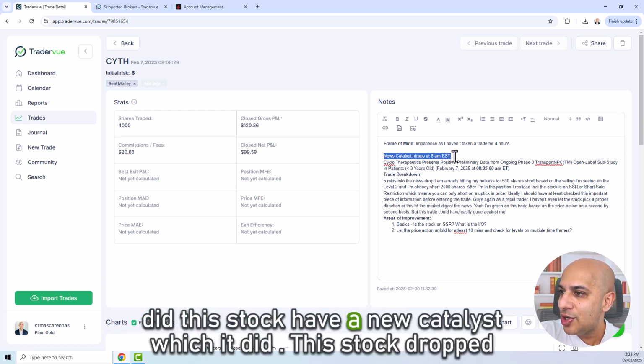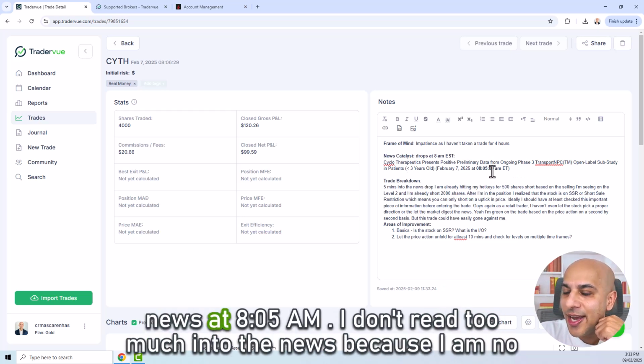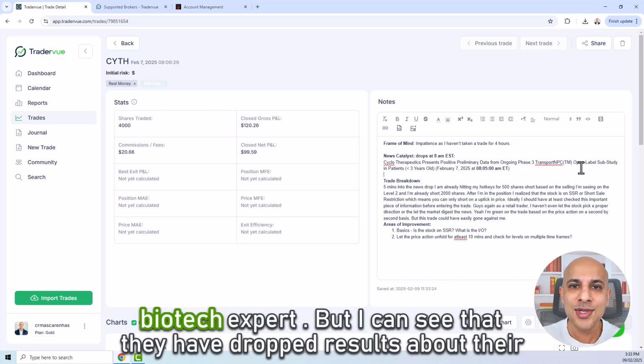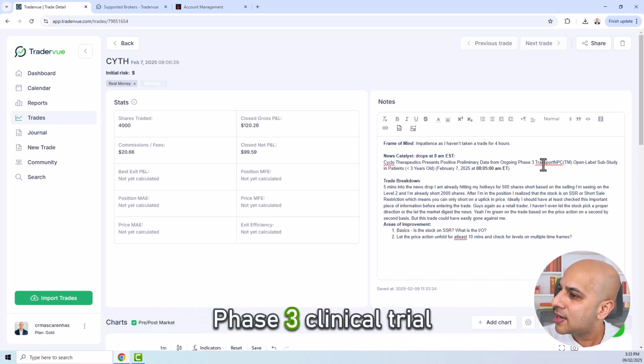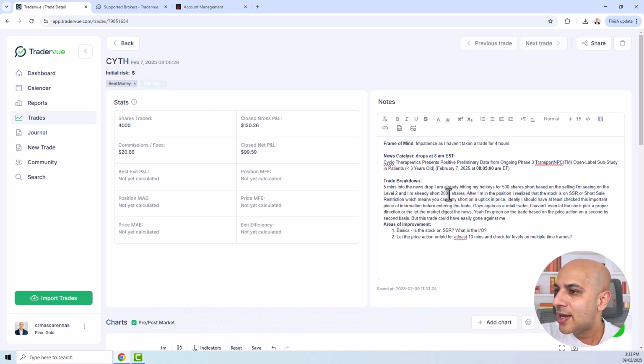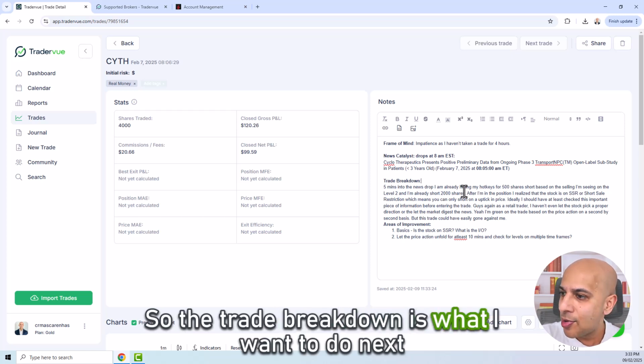So next thing is, did this stock have a news catalyst? Which it did. This stock dropped news at 8:05 a.m. I don't read too much into the news because I am no biotech expert. But I can see that they have dropped results about their phase 3 clinical trial. So the trade breakdown is what I want to do next.